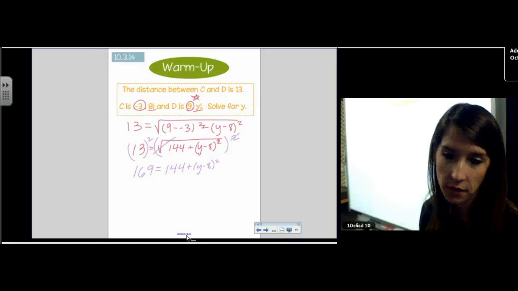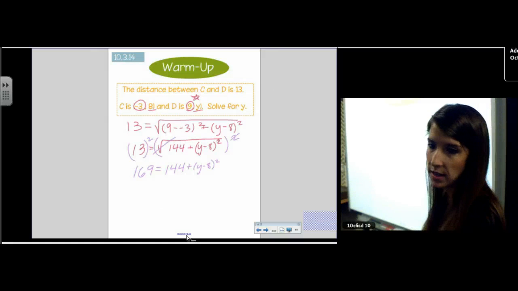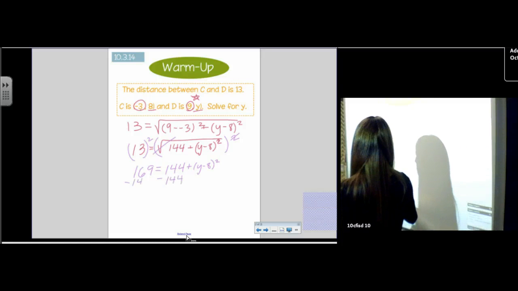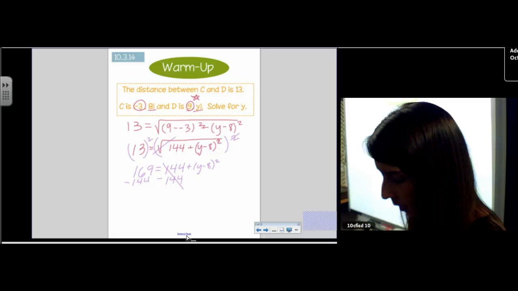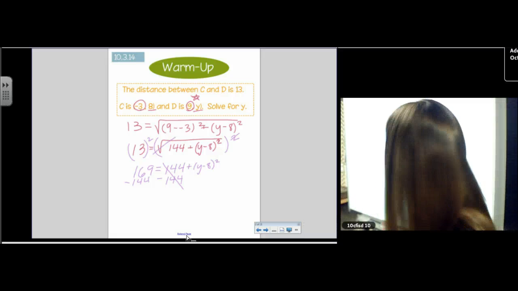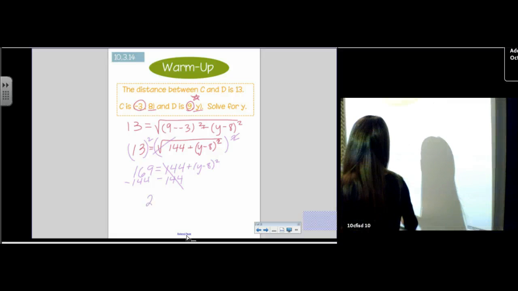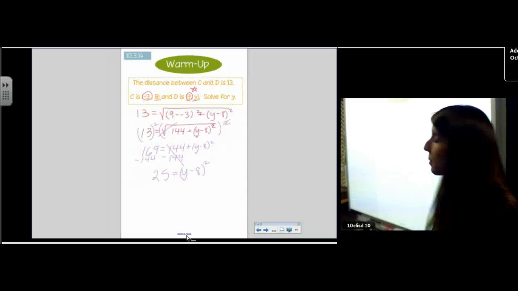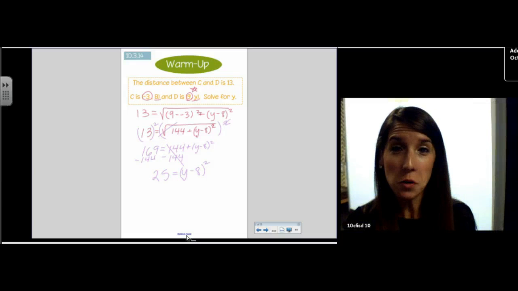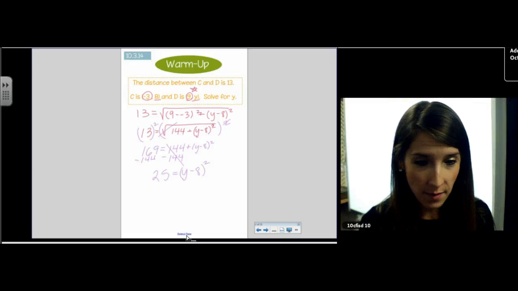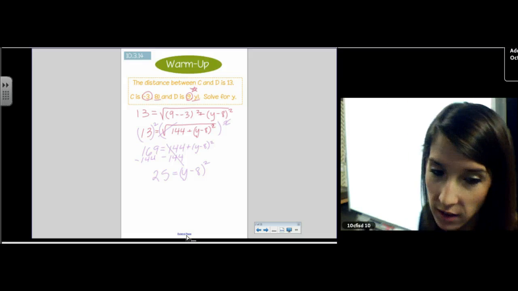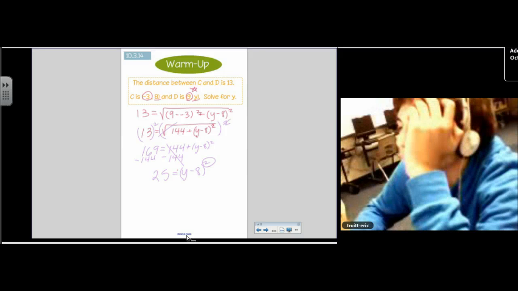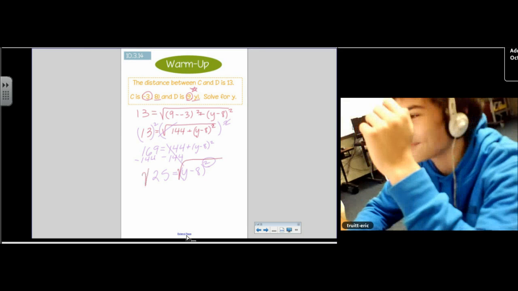So we're still solving for y. We're still doing the opposite of what's being done to it. So the opposite of positive 144 is negative 144. So you subtract 144, and you get 25 equals (y minus 8) squared. Now we're still doing the opposite of what's being done to y. The opposite of squaring something is square rooting. So to get rid of that squared, you square root. And whatever you do to one side, you must also do to the other.